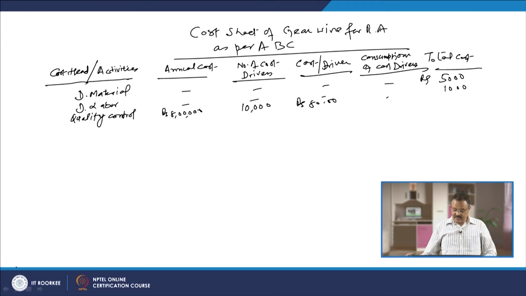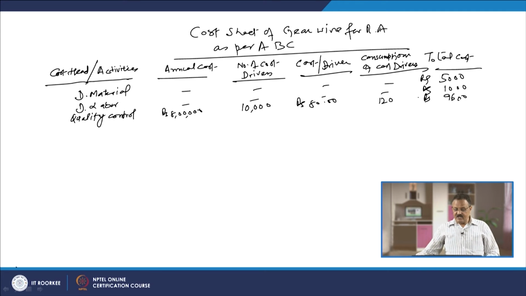Then we will talk about the next part, that is the consumption of the drivers. For this product, how many products are scrapped? For this the products scrapped are 120, right. So, we will write here 120 products are scrapped. You have to calculate the cost by multiplying 80 rupees per unit by the 120 scrapped products. So, how much is this amount? This amount works out as rupees 9,600.